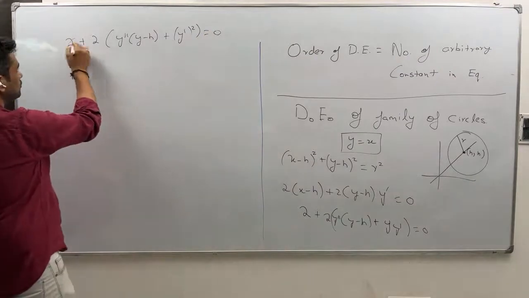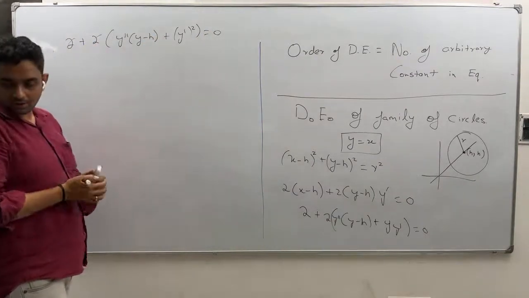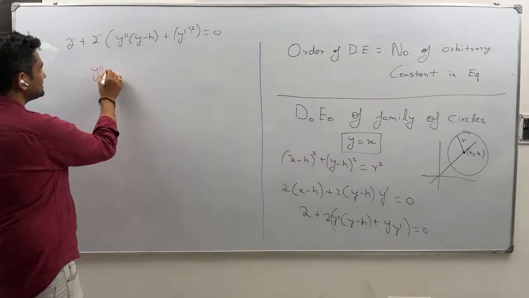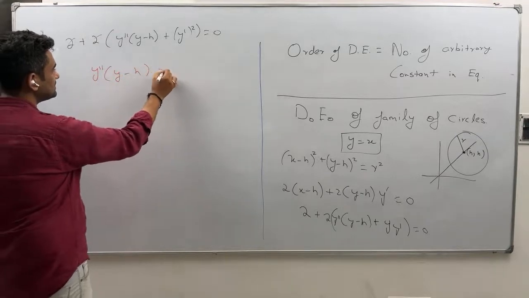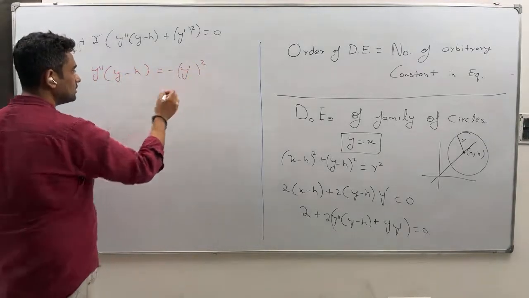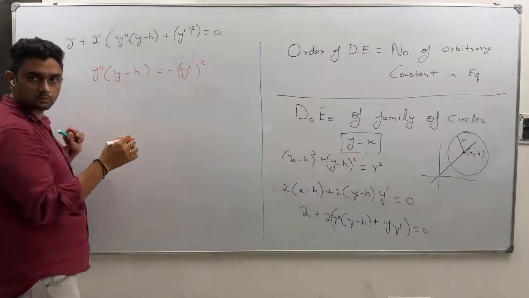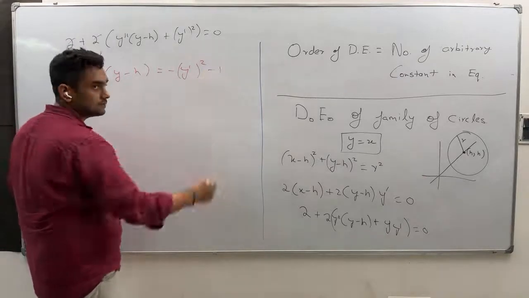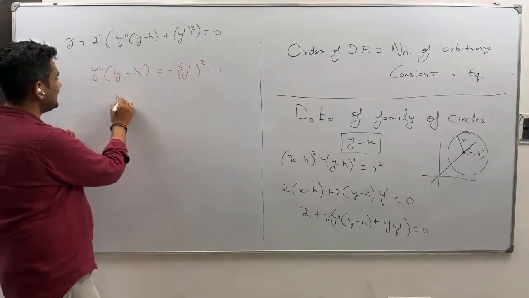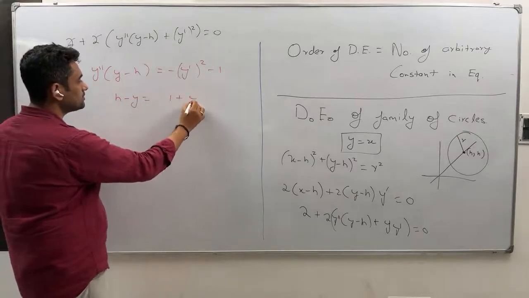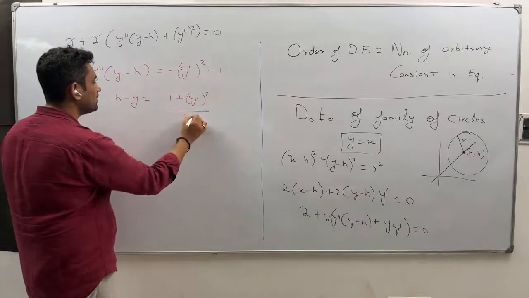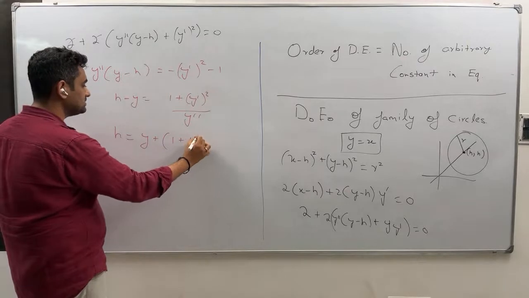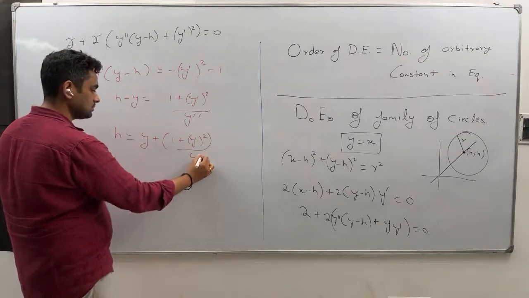So we can simplify it. 2 will go away, it's 0. So we can take it out with 0. So we will get y double dash into y minus h is minus y dash whole square. Yes or no? Okay, 1 will also be there. Correct. So we'll also do minus 1. So we can write h minus y will be equal to 1 plus y dash whole square upon y double dash. So what will be h? Y plus 1 plus y dash whole square by y double dash.